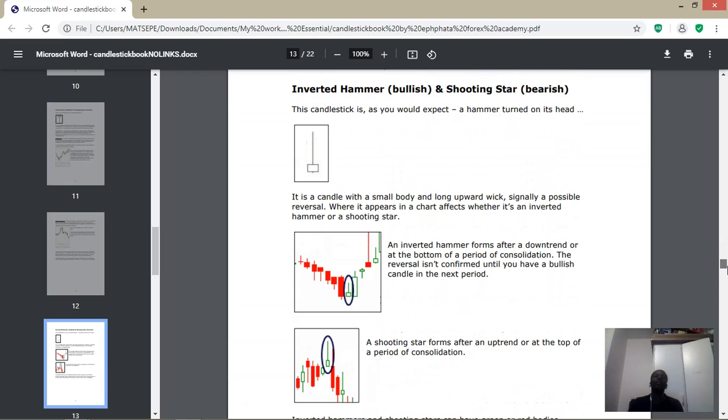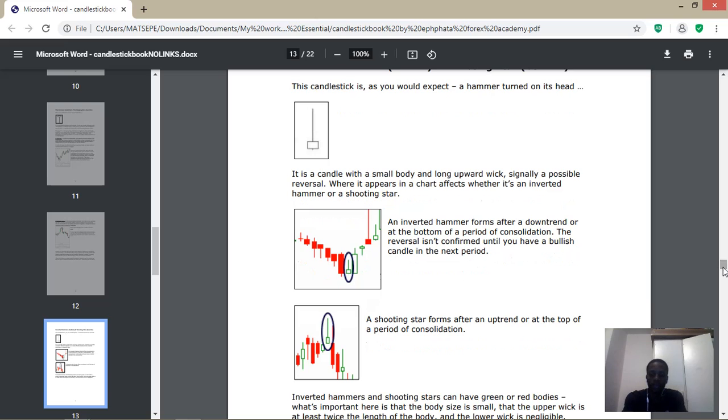Then we have another one, the inverted hammer. The inverted hammer can happen either up or low on your trend, but if it happens at the peak of the market, then you sell. Once it happens at a low on the market, you buy. So you can use candles to actually sell or buy in the market.